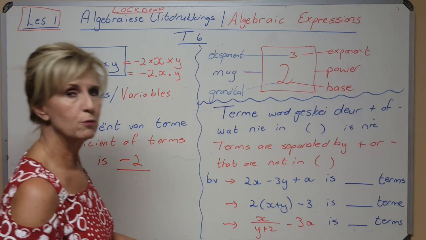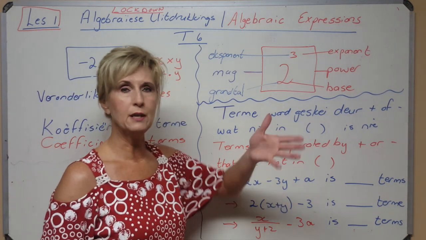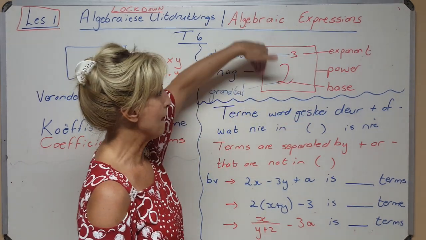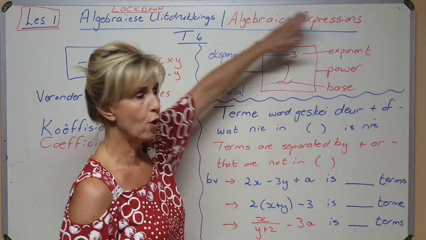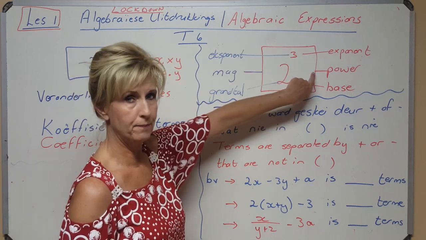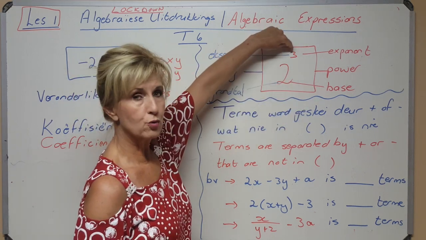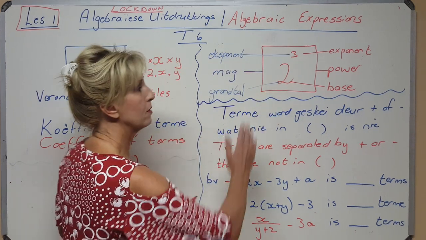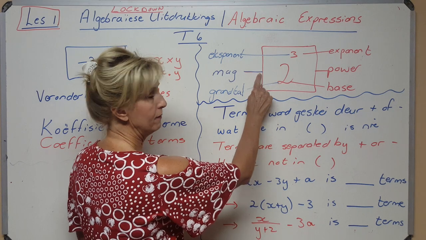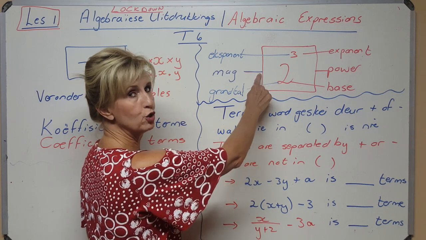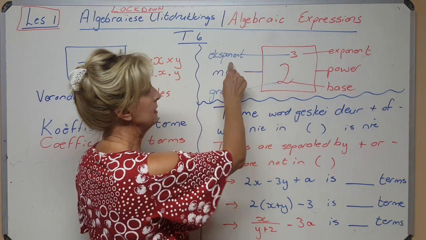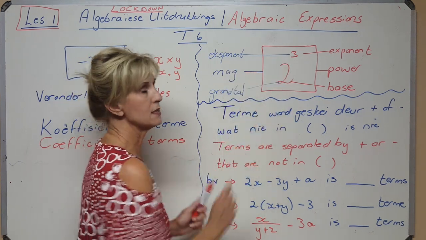Goed, iets wat jy ook moet onthou is, as ek praat van 'n eksponent, ek weet julle ken dit al almal, everybody knows this, we call this a power. The whole thing is called a power. This 3 is called the exponent, where the 2 is called the base. Ek praat van hierdie hele ding, kyk mooi na my blokkie, die hele ding word genoem mag, 2 tot die mag 3. Die eksponent is 3 en die grondtaal is 2.